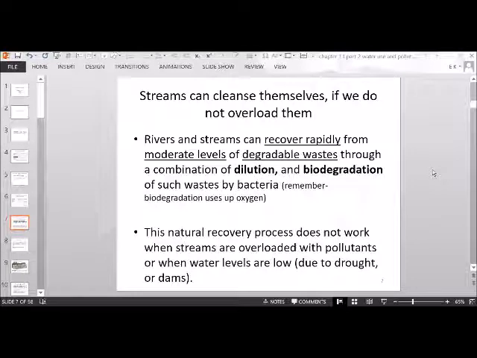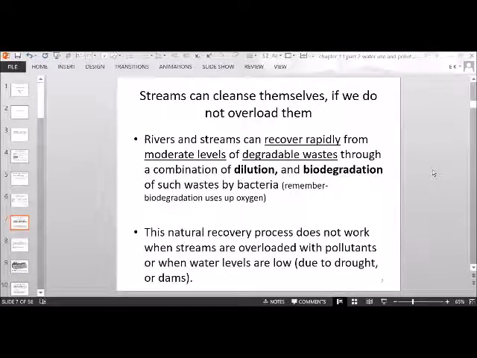And keep in mind, we discussed previously that biodegradation of certain wastes uses up oxygen. Dilution is when something has water added to it, so it gets diluted.